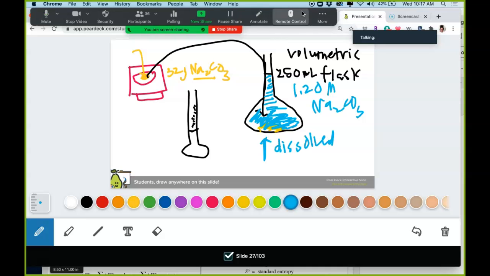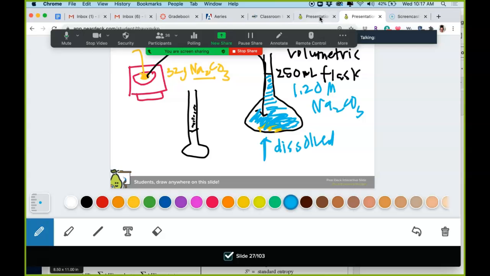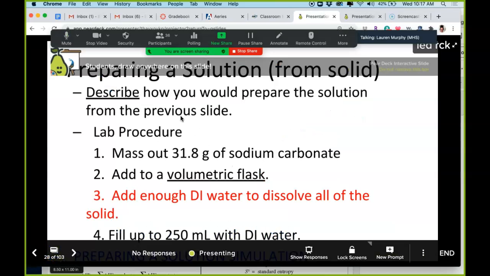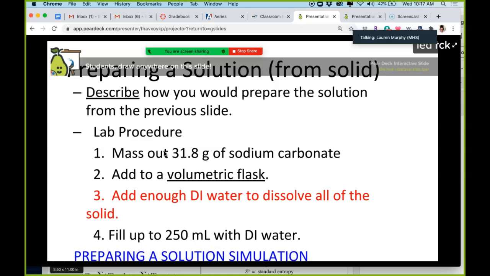Okay, let me move this a little bit more. Gosh, I'm having an issue with this toolbar. So the next slide has pretty much what I said, you could write 32 right here. Sorry, I know it says 31.8, but you would put 32 grams of sodium carbonate, add it to a volumetric flask. You could have just as easily picked a graduated cylinder as long as it was a 250 milliliter graduated cylinder. Dissolve all of the solid with DI, distilled water, and then fill up to the final mark with distilled water.